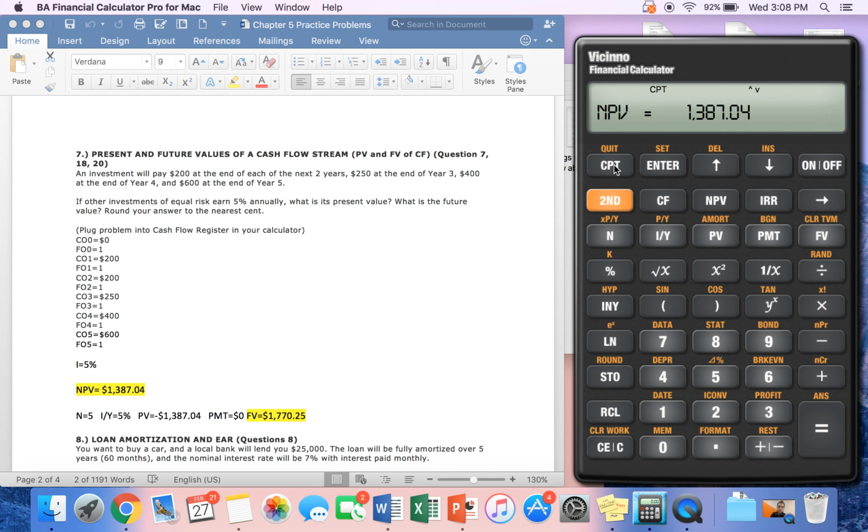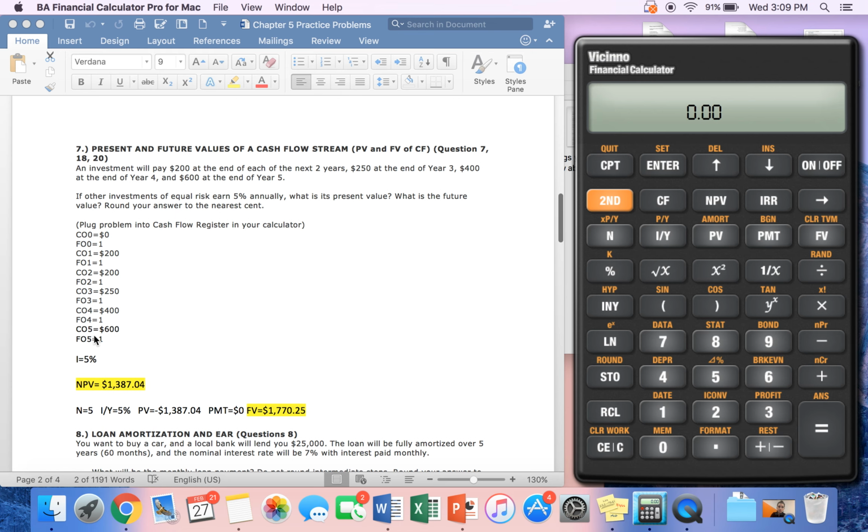So what this has told us, remember, net present value is the same thing as present value. It just means a sum of many present values, okay? So we've solved the first half of this. It says, what is the present value? We know that the present value of this cash flow stream is $1,387.04. Now we have to solve for the future value, and this is really the easiest part of this whole question.